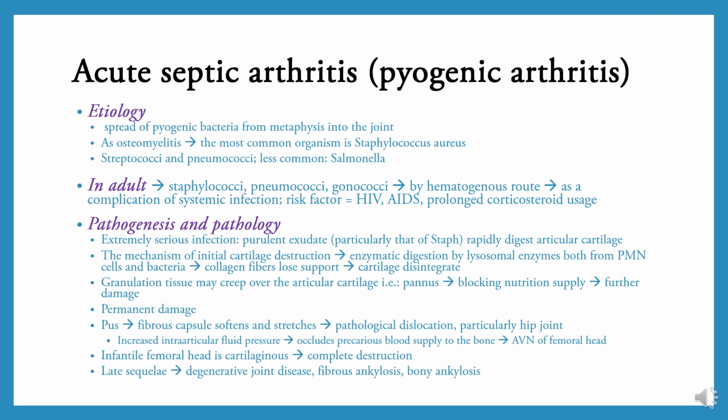Pathogenesis and pathology: it is an extremely serious infection. Cartilage disintegrates. Granulation tissue may creep over the articular cartilage, and there is permanent damage. Pus could result in pathological dislocation, particularly in the hip joint. The infantile femoral head is cartilaginous, resulting in complete destruction. There is also degenerative joint disease, fibrous ankylosis, and bony ankylosis as late sequelae.